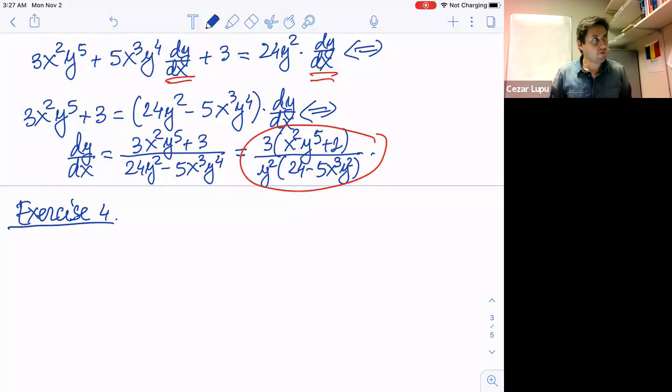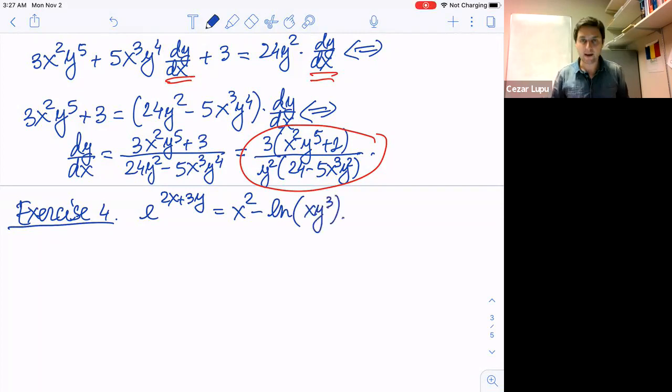Now, we're going to have the following. Let me cook up something. So this would be e^(2x+3y), so we have some exponentials here, equals x squared. And now let me take some logs: minus ln of xy cubed. All right, so we'd like to differentiate this.